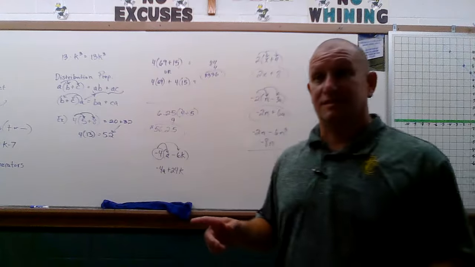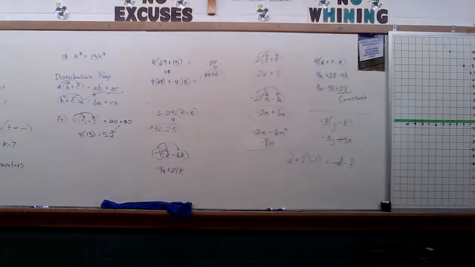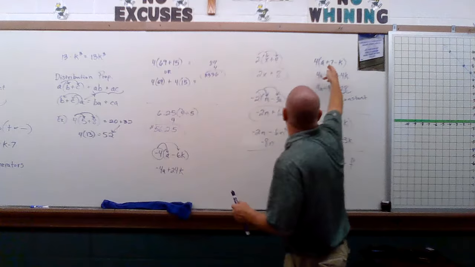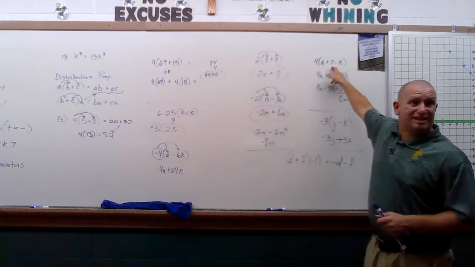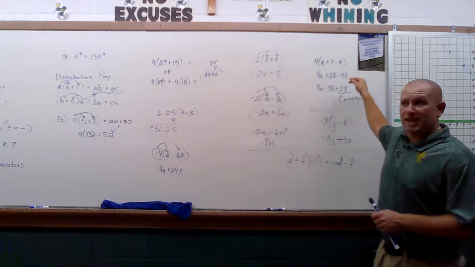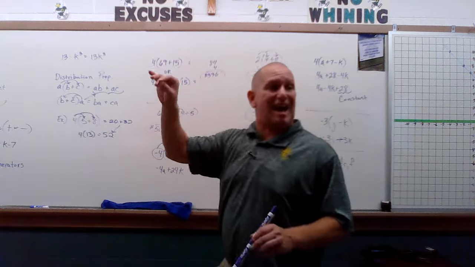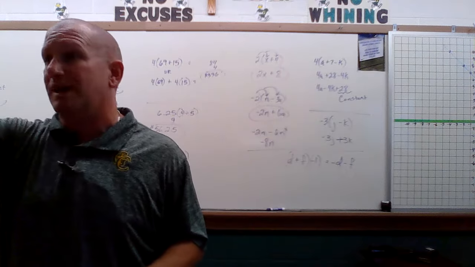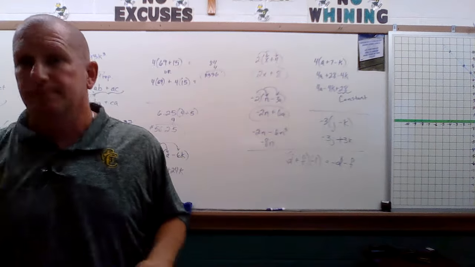All right, questions. Does it make sense though now? Yeah. Okay, so go real slow. And remember, if there happens to be 3 or 4 or 7 different things in there, you have to distribute that number all the way through. And the sign out in front is the sign of the number. Don't do too many of them.